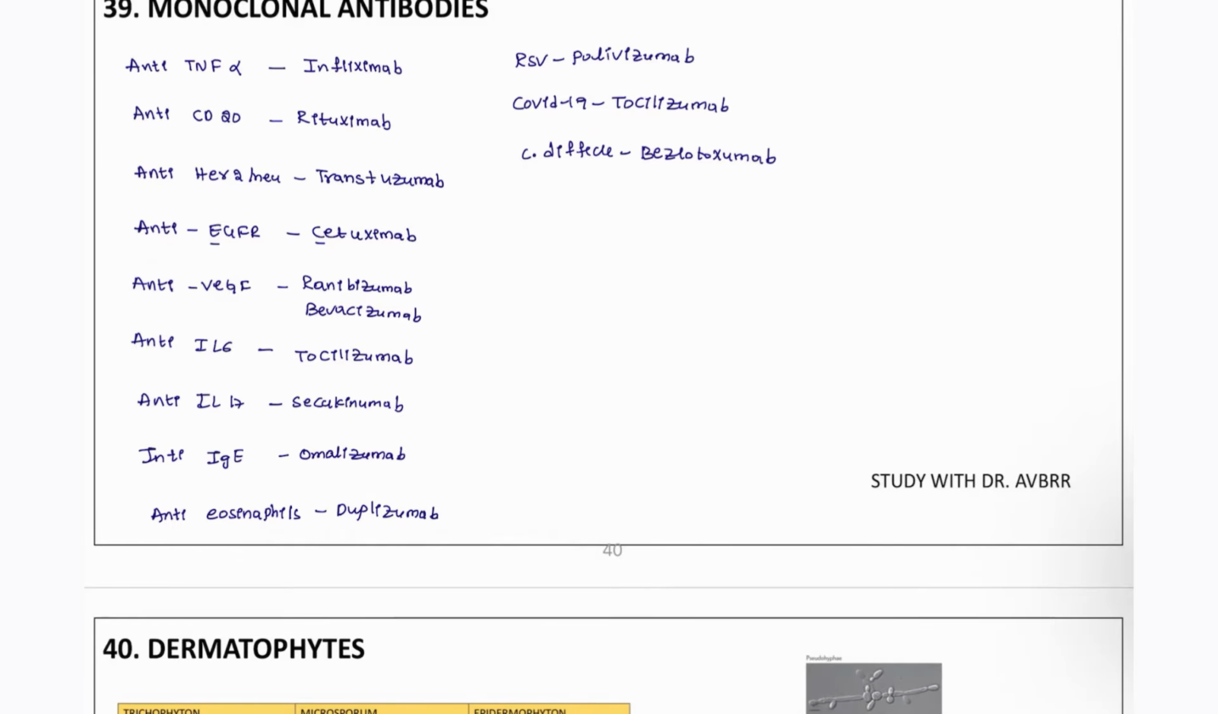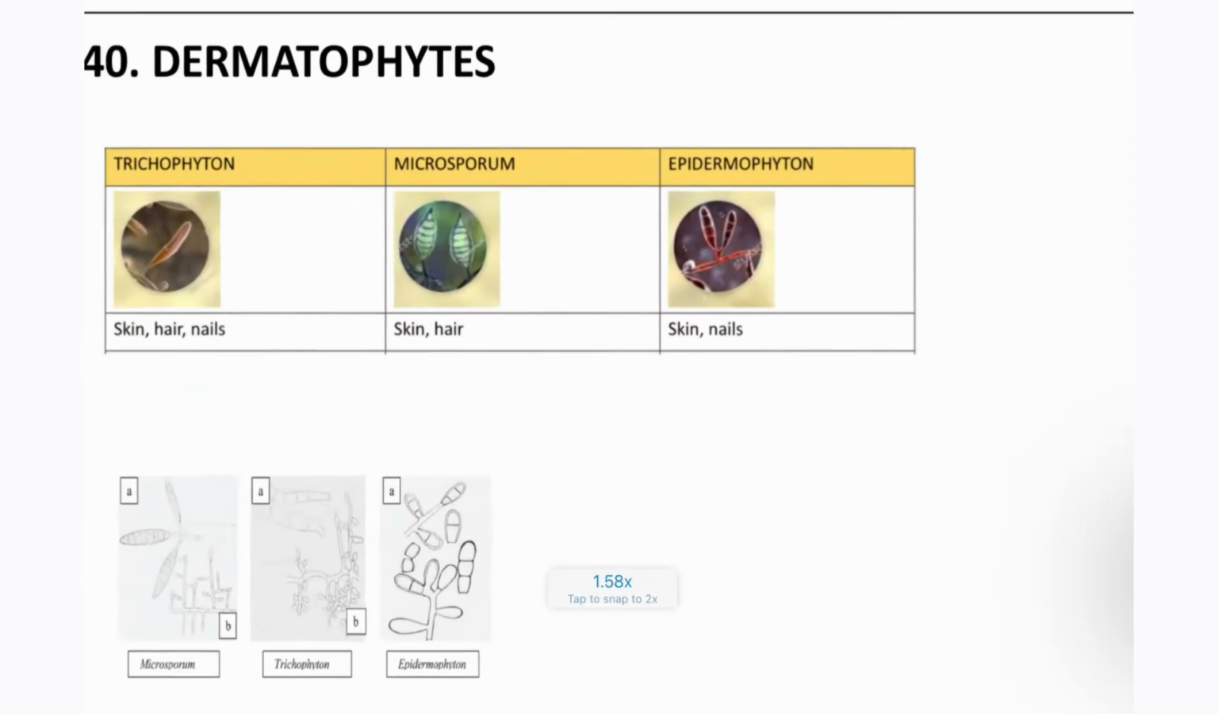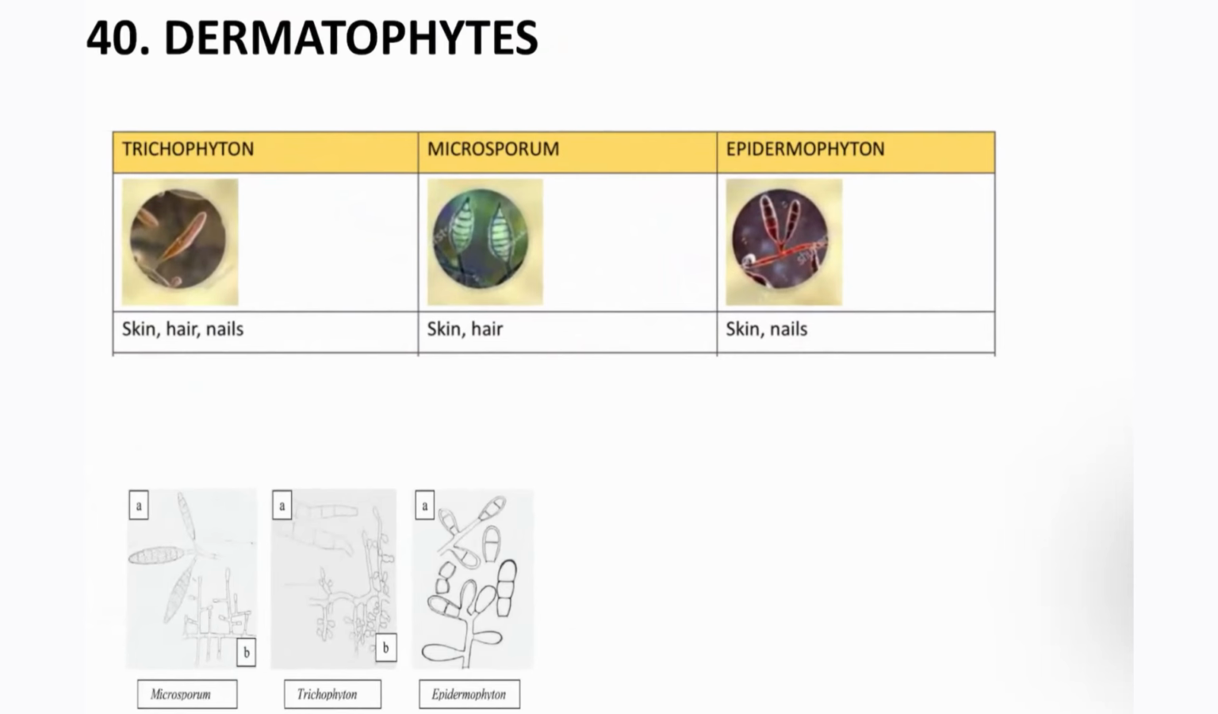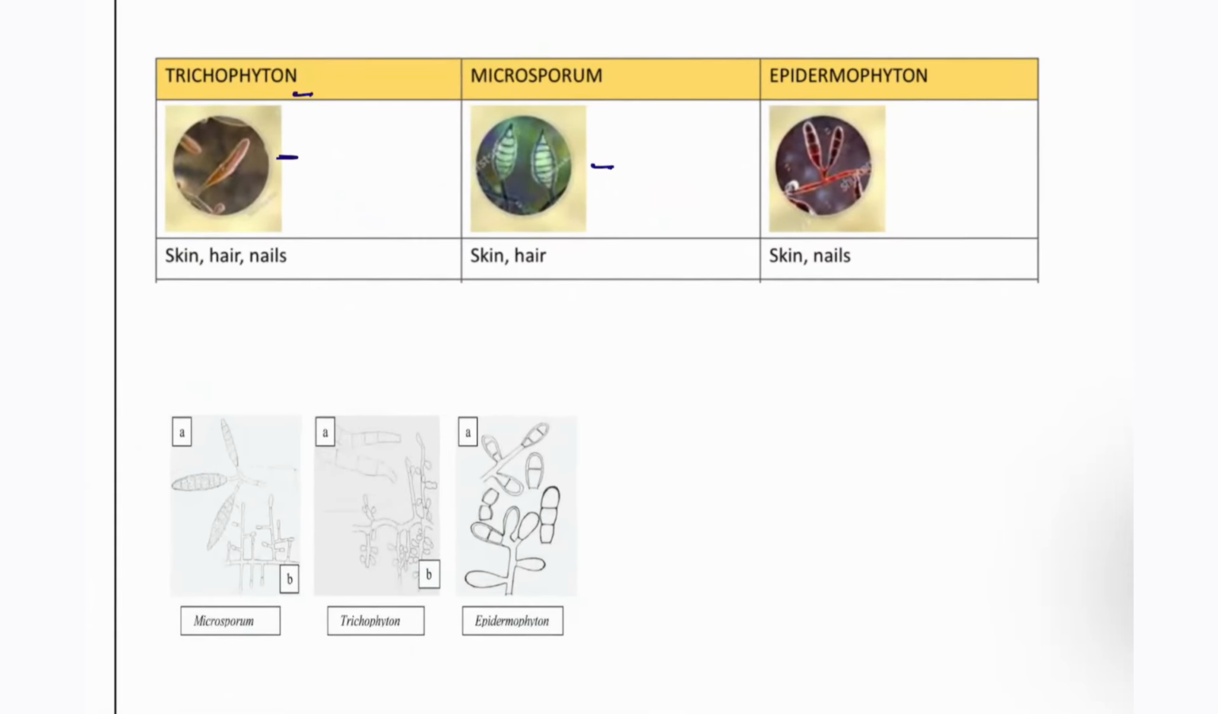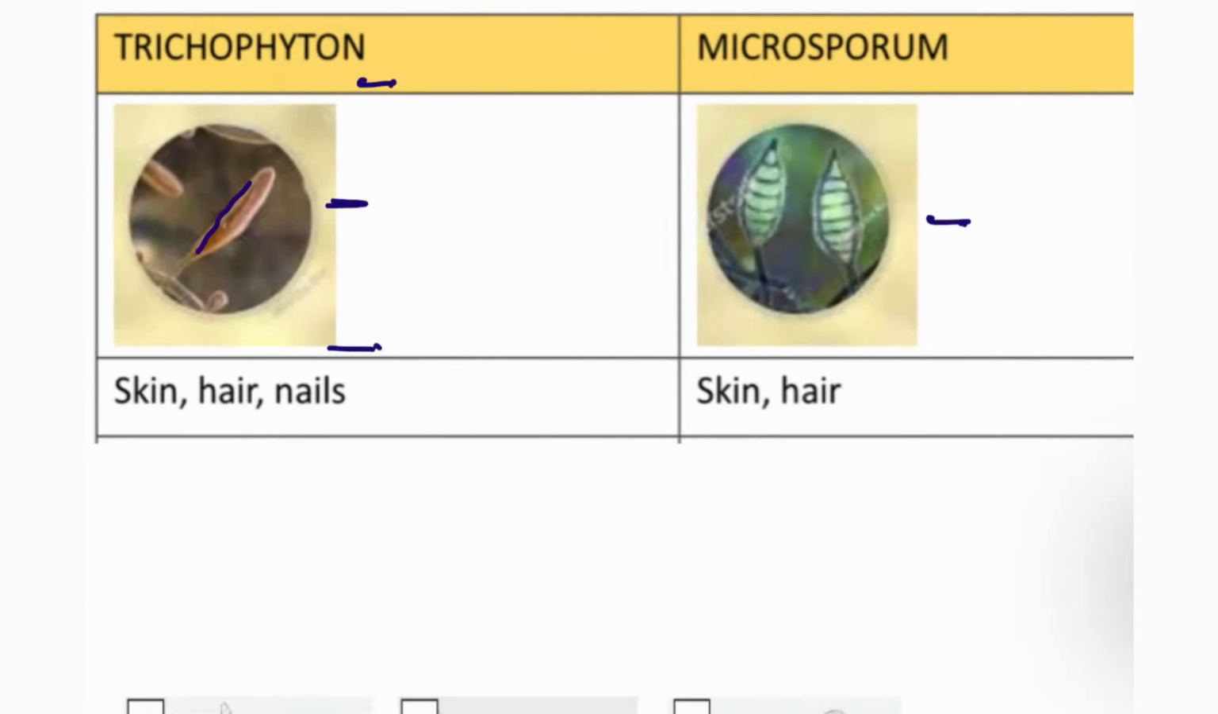Okay. And next, moving on to the dermatophytes. This structure is commonly asked in the examination. Trichophyton will look like this, and here you can see this single pencil-like structure. It will involve skin, hair, and nails.